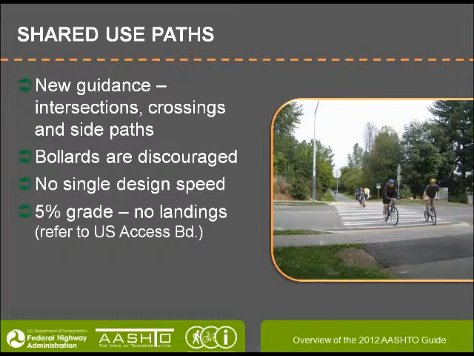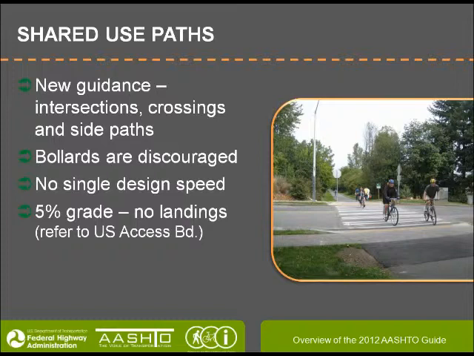Another big difference in the shared use path chapter is that there's no single design speed cited for pathway design. It acknowledges that there are variables you should consider in selecting a design speed: the types of users and the context of the pathway, the terrain, how steep the path is, and then the path surface as well.